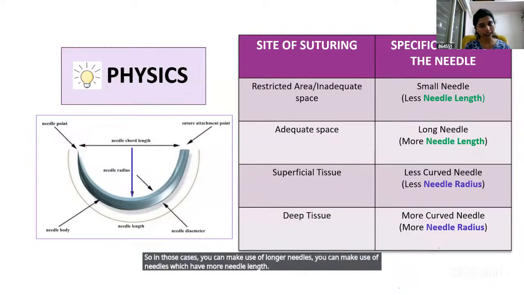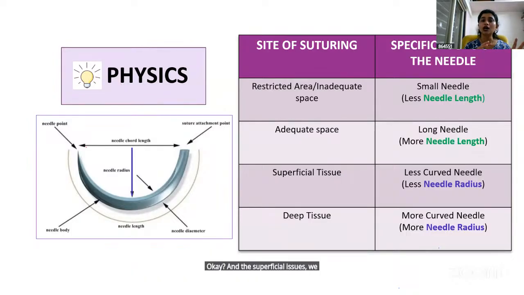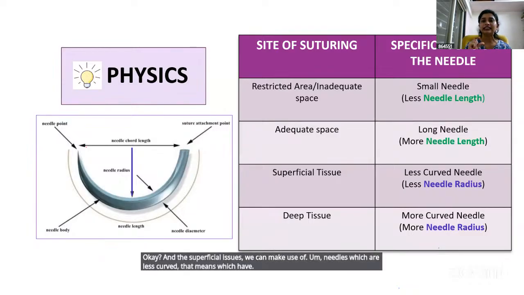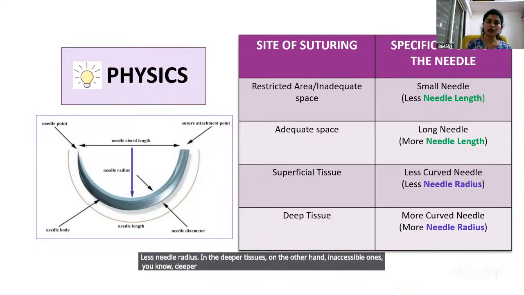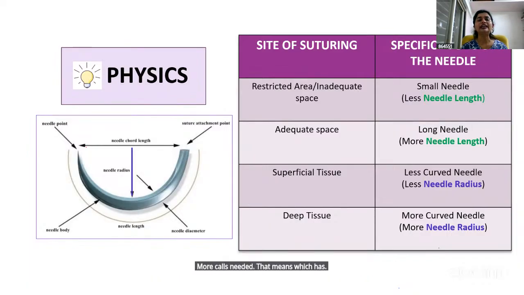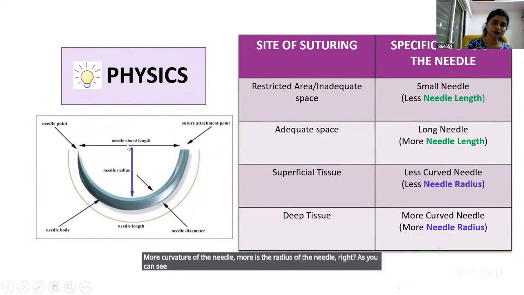In the superficial tissues, we can make use of needles which are less curved, that means which have less needle radius. In the deeper, inaccessible tissues, on the other hand, like a deep palate in which you have to do suturing, maybe for a cleft palate or something, you can go with a more curved needle, that means which has more needle radius. More curvature of the needle, more is the radius of the needle. Correct? As you can see here in blue. Is this thing clear?